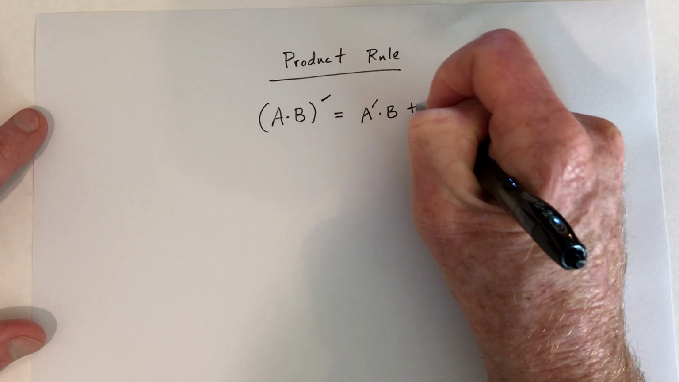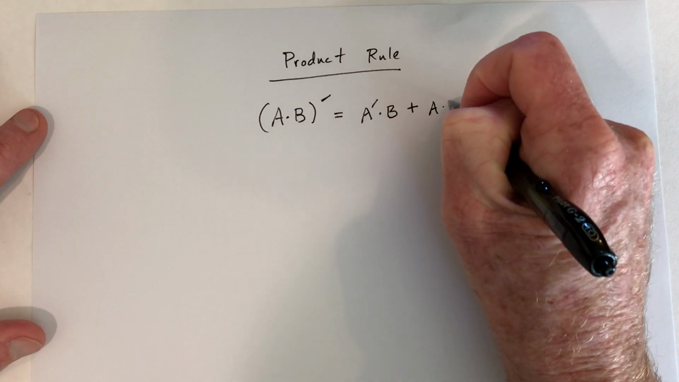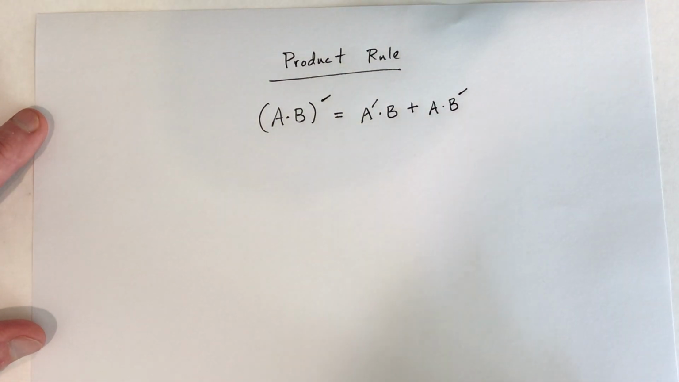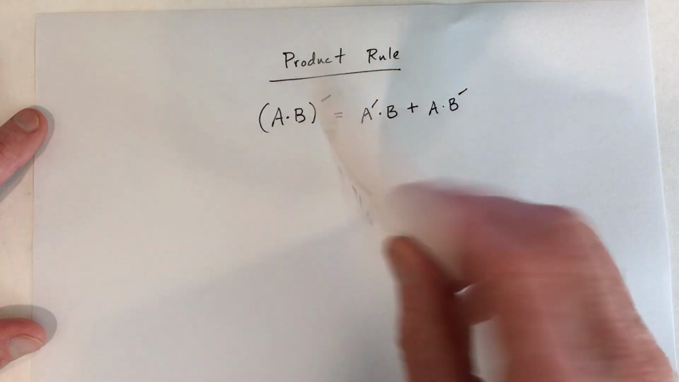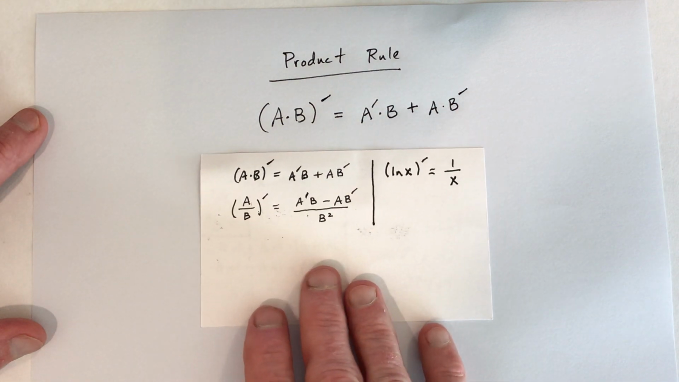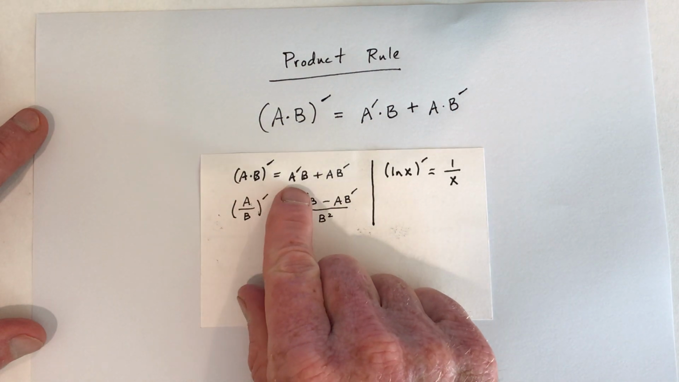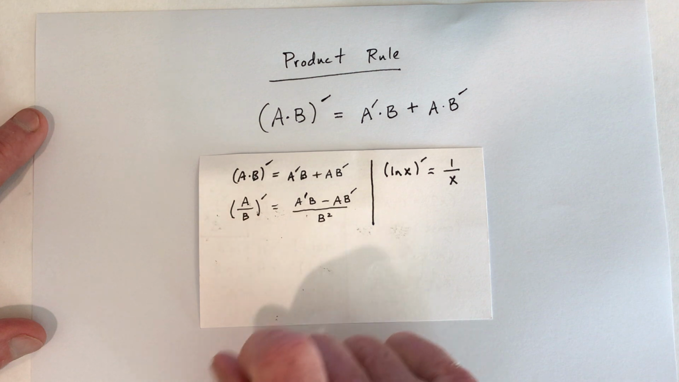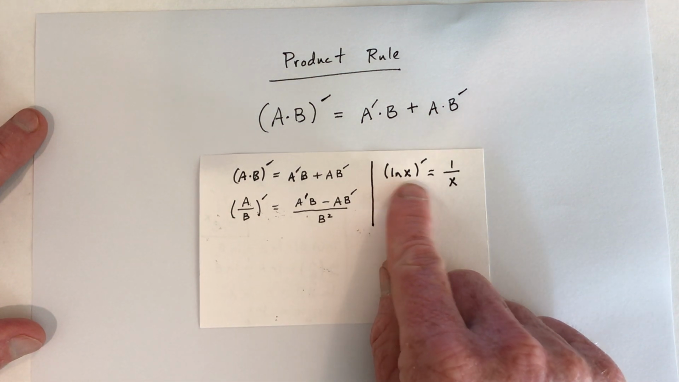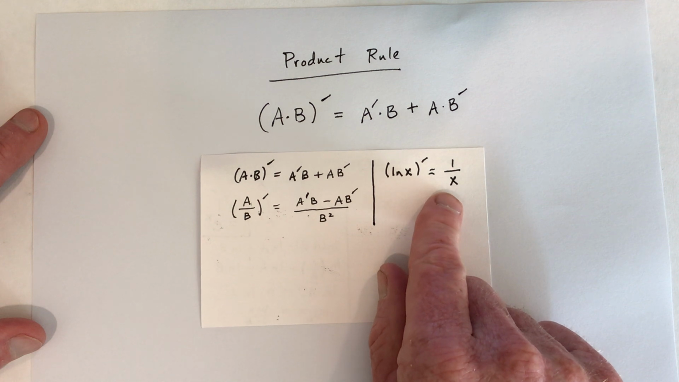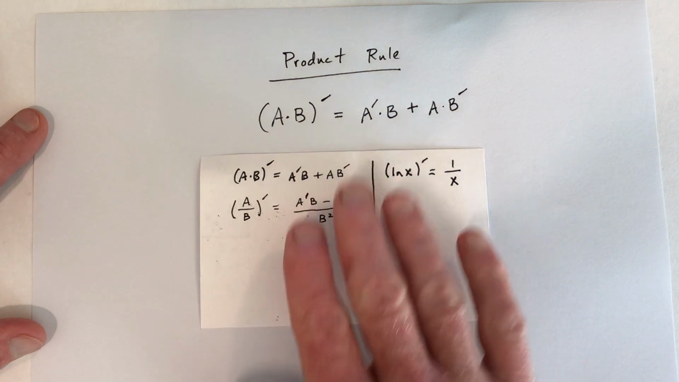Next it goes plus, now leave the A alone, and then take the derivative of the B. So that is the product rule. And as you can see on my little memory card, it's already full on this side. So then what I did is I added the product rule right here, and then in a moment we'll do the quotient rule. Oh, and I also added the derivative of natural log of x as 1 over x because I didn't have enough space on the other side.